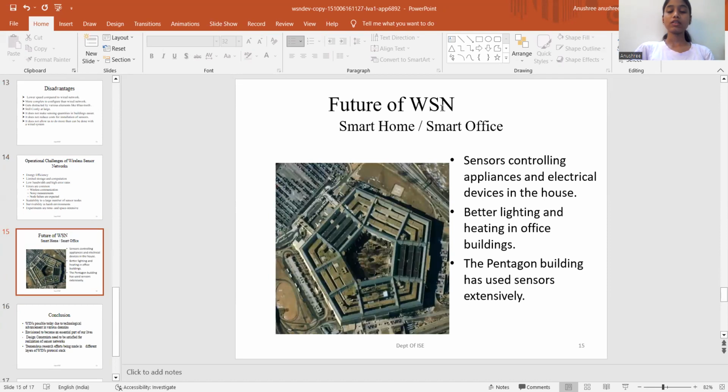Future of WSN. As we already have smartphones, we can expect a smart home or a smart office in our future. So, sensors controlling appliances and electrical devices in our house, better lighting and heating in office buildings. In this diagram, you can already see that the Pentagon building has used sensors extensively.